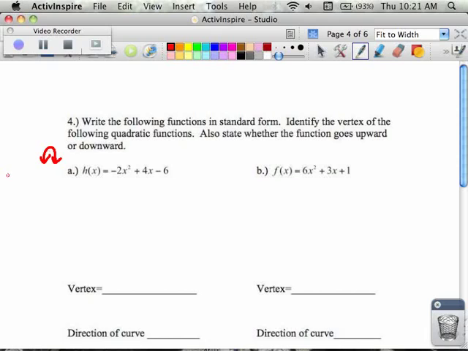This one, instead of being what we see there, we're going to rewrite to start with as h of x equals, and I said, let's put all the stuff that has x's inside of the parentheses. So that's negative 2x squared plus 4x, leave a big space, and then minus 6.